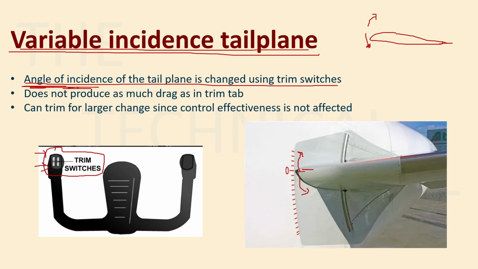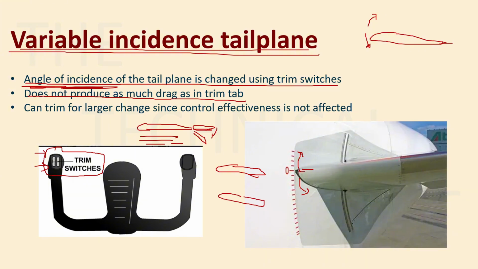Obviously, we have studied this in depth in part one, and it does not produce as much drag as the trim tab. The trim tab that we were using is a tab on the control surface. This produces a lot of drag. If I deflect it downwards, then it will come into the airflow a lot and it will produce a lot of drag. But in the case of the variable incidence tail, there is just a single tailplane which is moving. So it produces significantly less drag as compared to your trim tab, right?